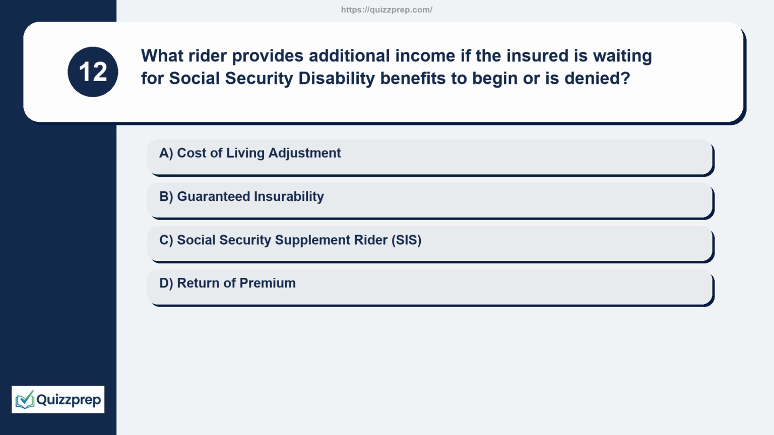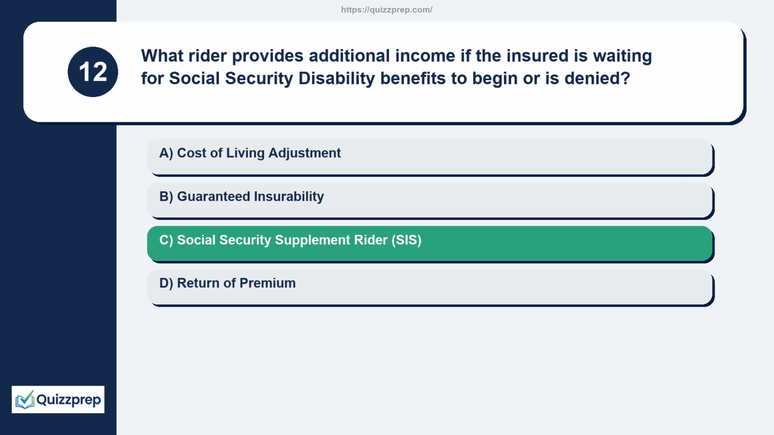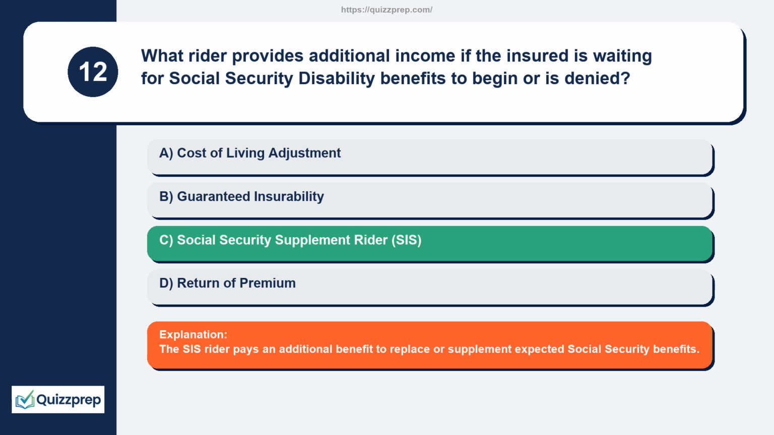Question 12. What rider provides additional income if the insured is waiting for Social Security disability benefits to begin or is denied? Cost of living adjustment, guaranteed insurability, Social Security supplement rider, SIS, return of premium. The SIS rider pays an additional benefit to replace or supplement expected Social Security benefits.